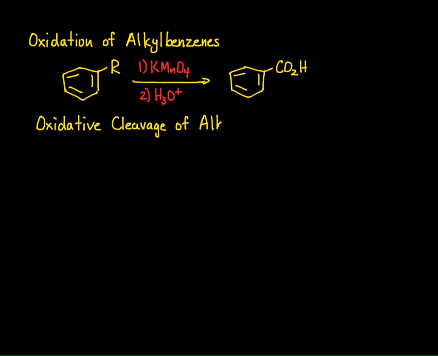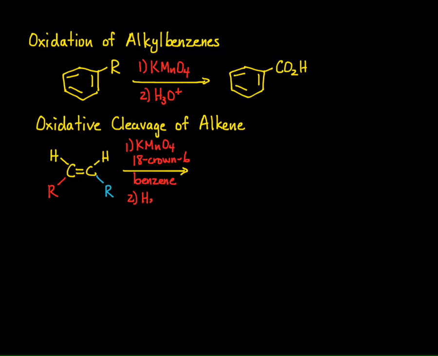And the last reaction that we've seen, and this is where I'm putting a new little spin on it, is what's called the oxidative cleavage of an alkene. So again, if I take a di-substituted alkene and treat it with potassium permanganate, in the presence of a crown ether called 18-crown-6 in benzene, and then work it up in acidic conditions, I can generate 2 carboxylic acids. So the result is identical to that of ozonolysis followed by oxidative workup.